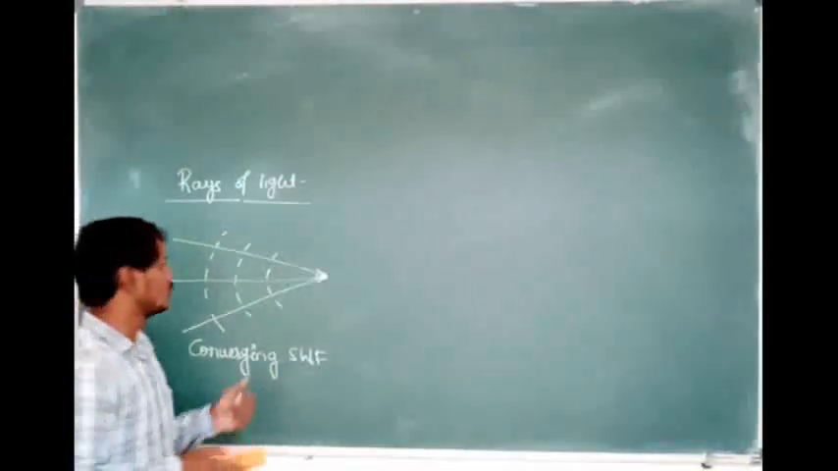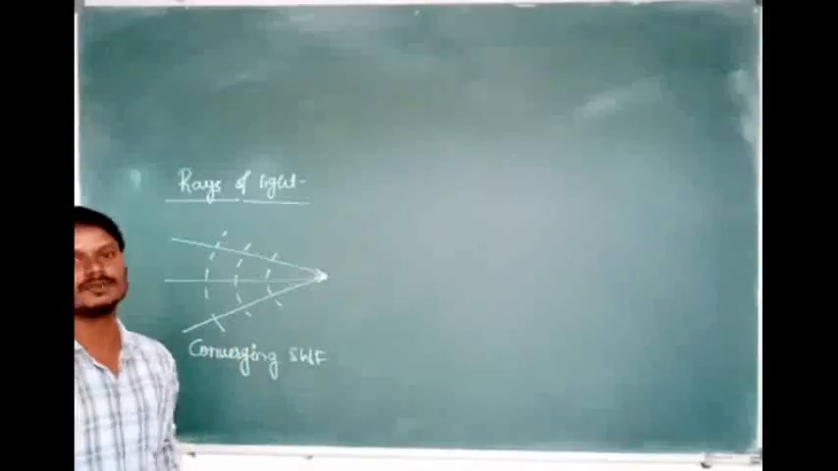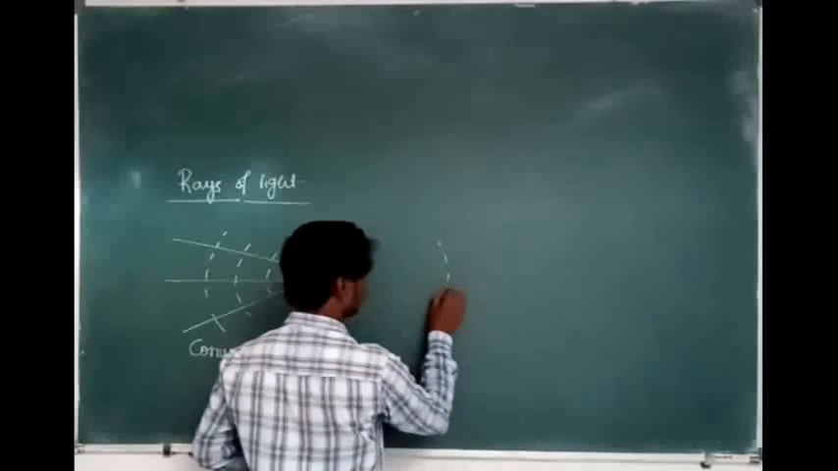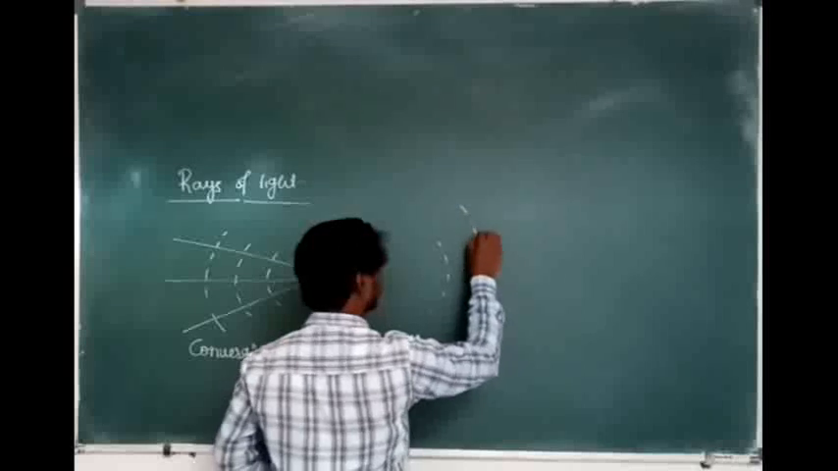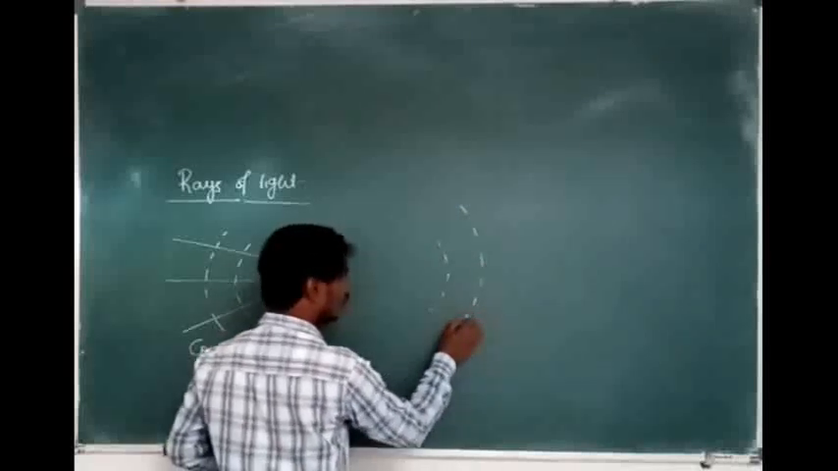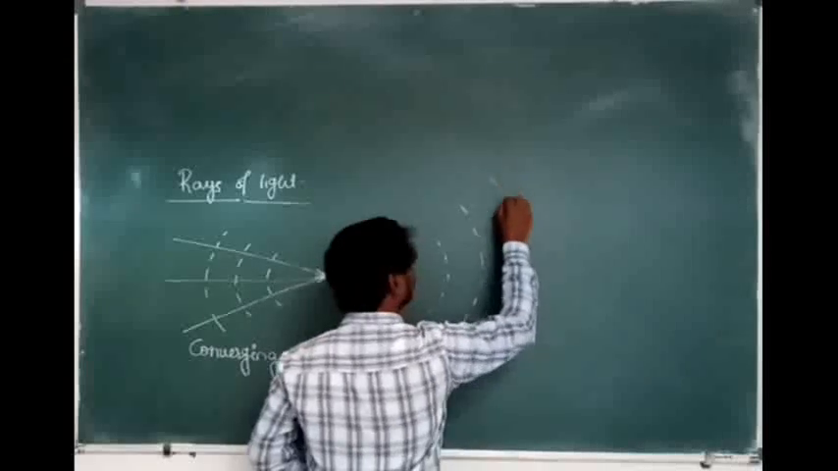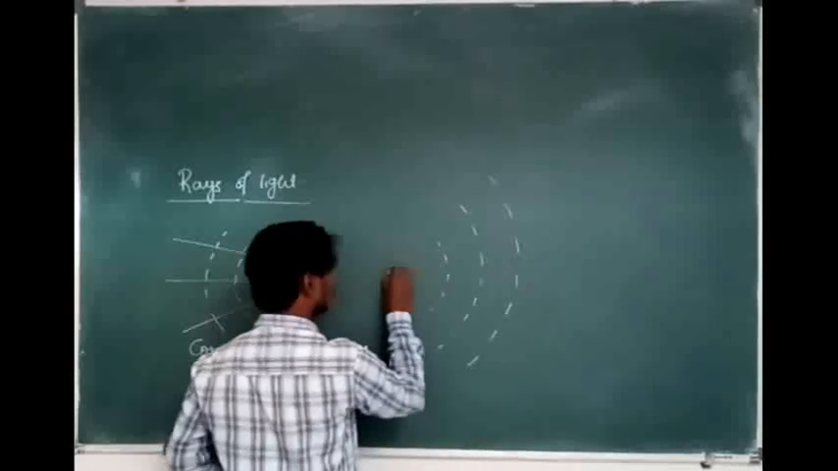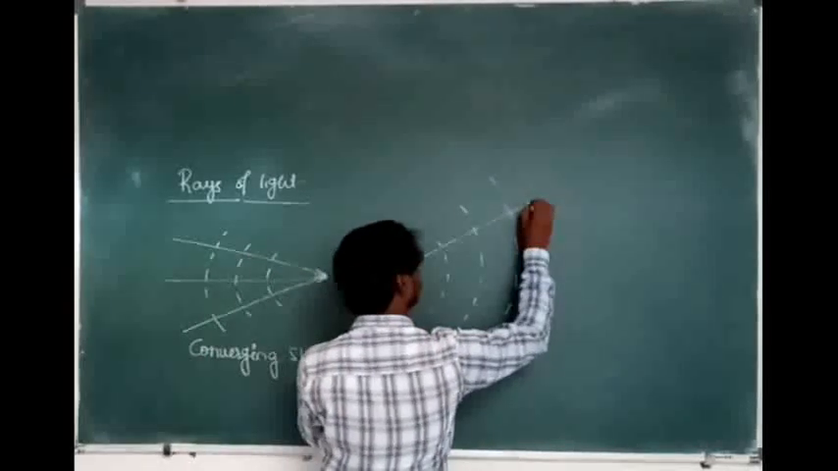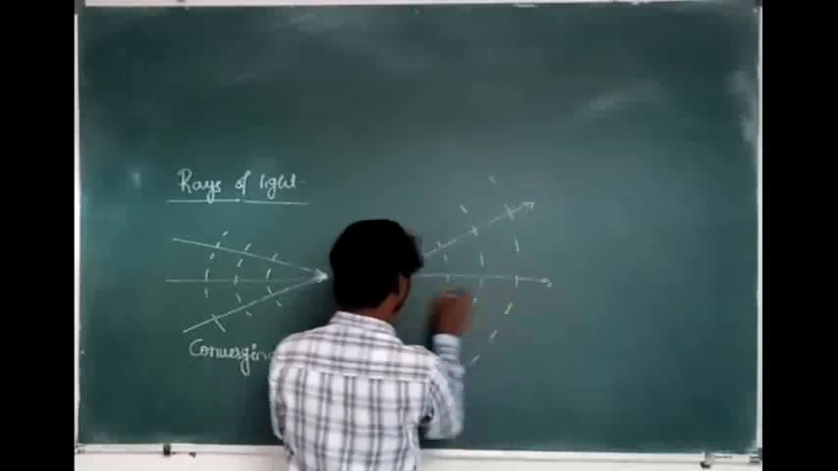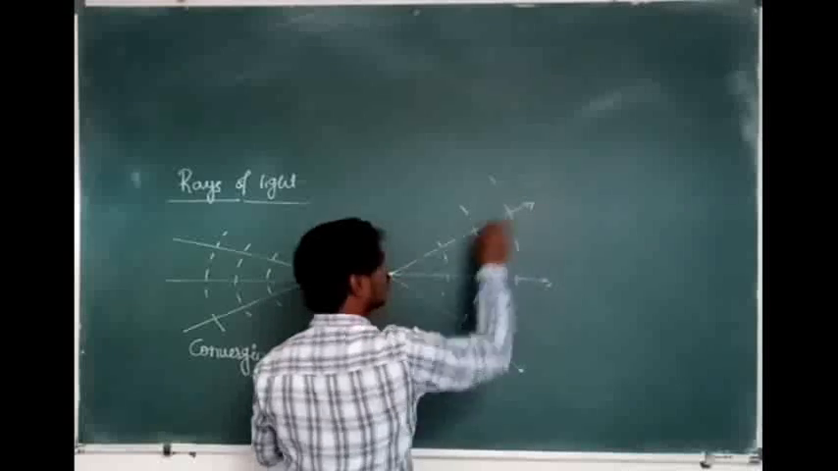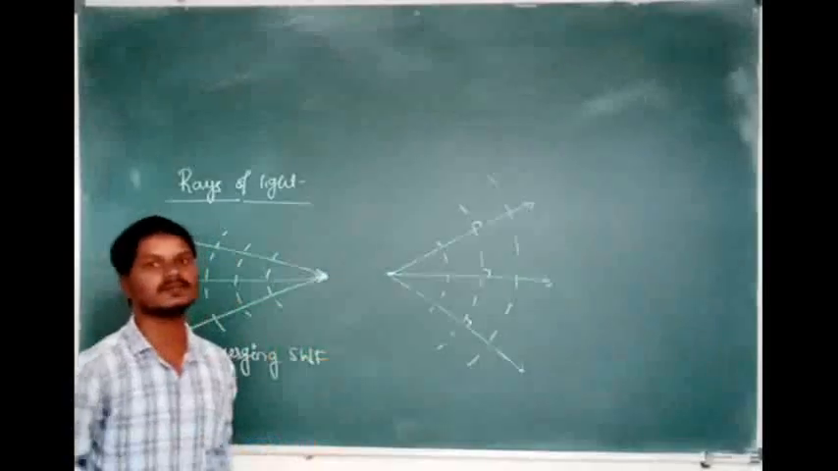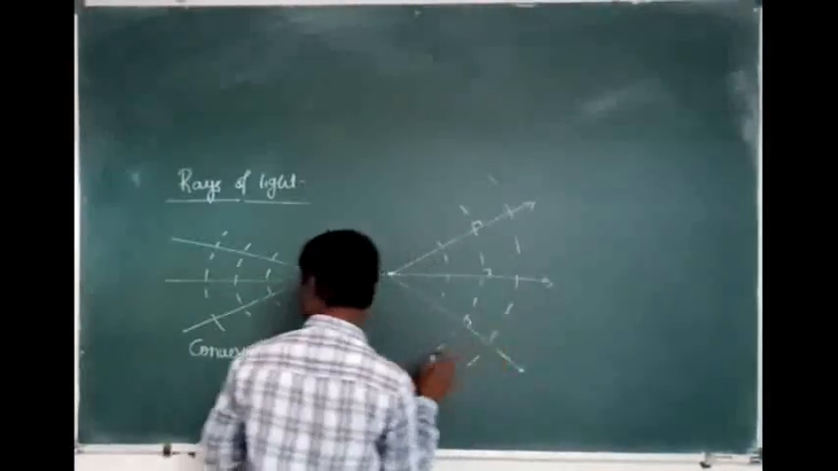Now we are going to draw the rays of light for the diverging wavefronts, meaning the wavefronts that diverge from a point source. These are the spherical wavefronts, diverging from a point source in all directions. Again, these are the straight lines drawn perpendicular to the wavefronts, which show the direction of propagation of the wave.